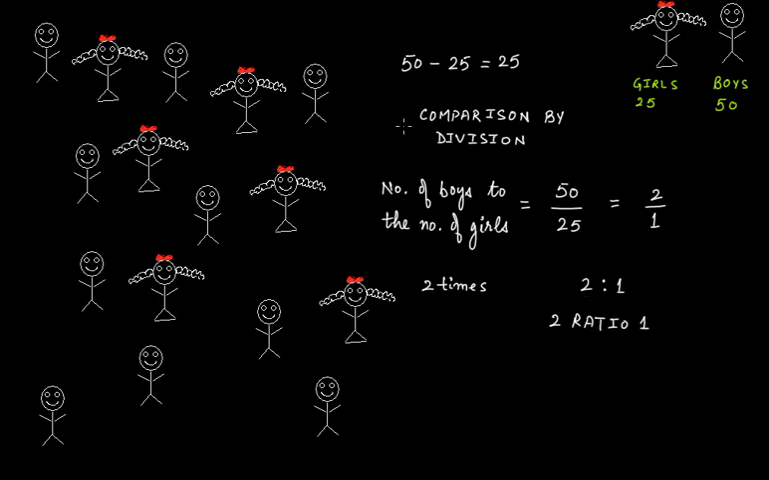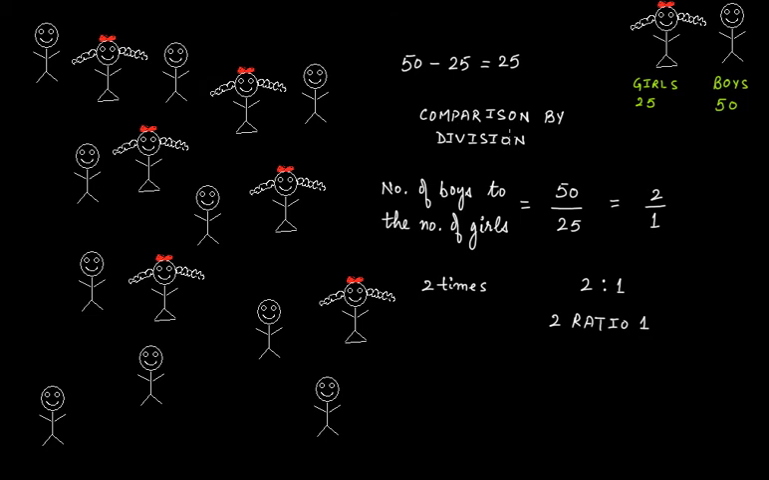What is a ratio? It's a comparison by division, and we are not doing subtraction here. We are comparing two values or numbers. We have 50, we have 25. After simplifying it, we got 2, we got 1. What is 2 ratio 1? Number of boys to the number of girls. First you mention the number of boys and then the number of girls. After simplifying it, we get the ratio, and this ratio tells us by how many times the first value is greater or smaller than the second value.